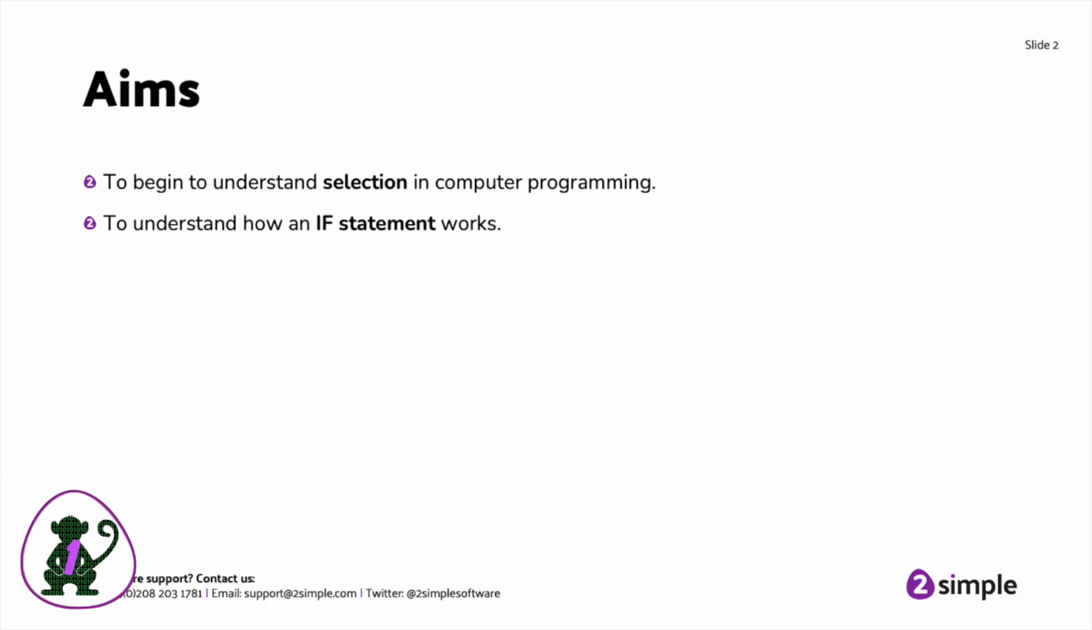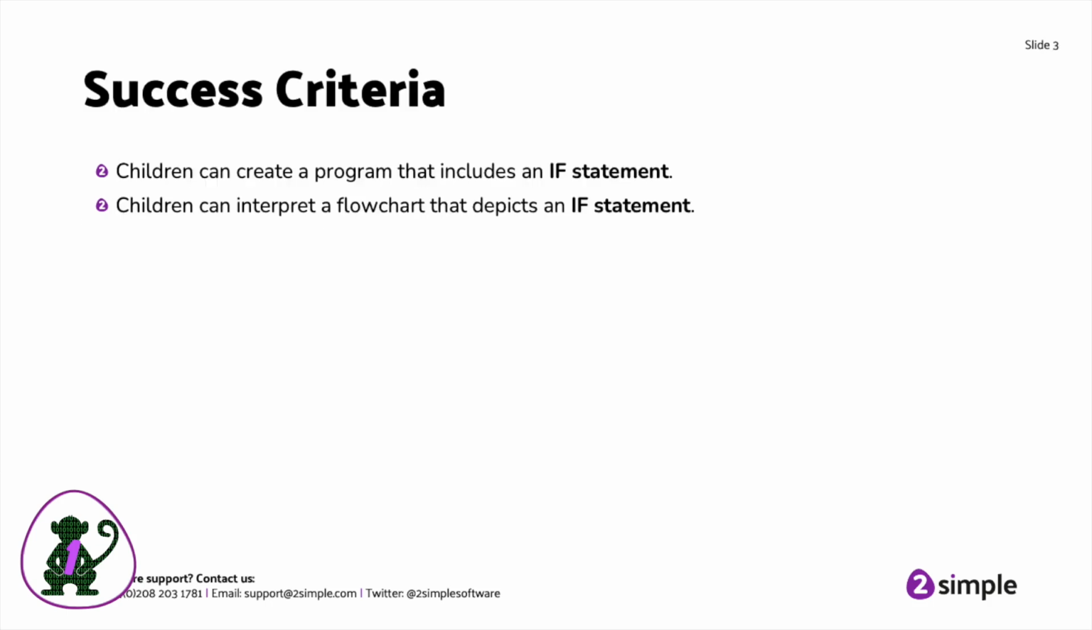In this lesson, the aims are to begin to understand selection in computer programming, to understand how an if statement works. The success criteria are: children can create a program that includes an if statement. Children can interpret a flowchart that depicts an if statement.